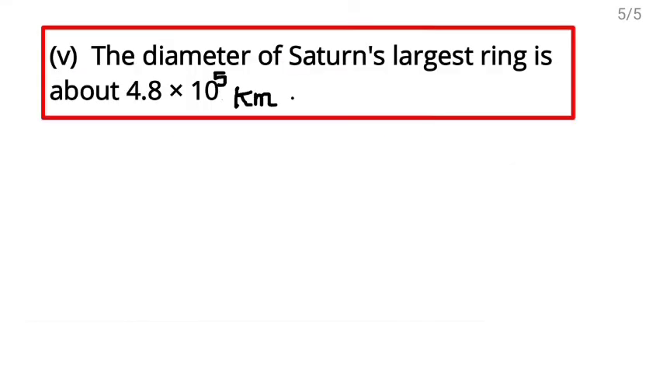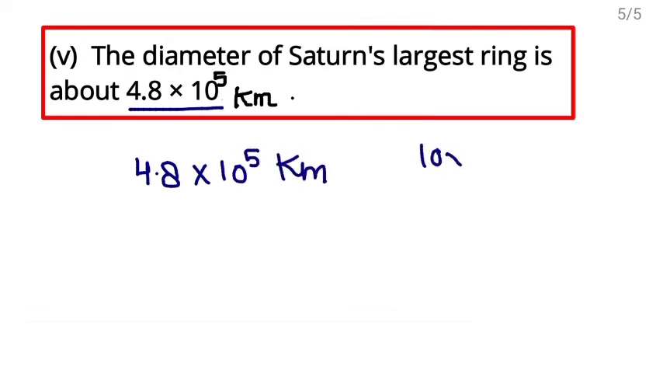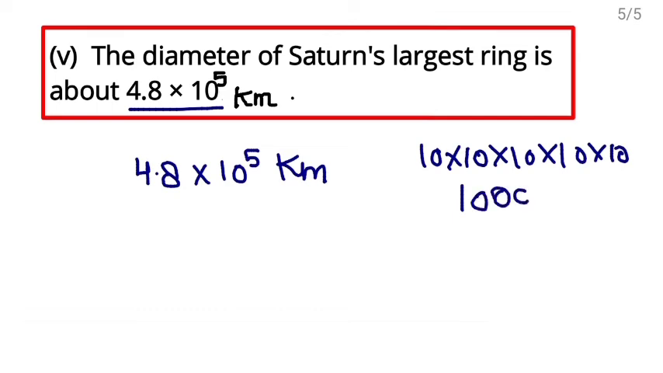Next, the diameter of Saturn's largest ring is about 4.8 multiplied by 10 raised to the power 5 kilometers. 10 raised to the power 5 means 10 multiplied by 10 multiplied by 10 multiplied by 10 multiplied by 10. When you multiply them, you will get 1 and 5 zeros. The number of zeros is equal to the power. In short, if you understand. So this is equal to 4.8 multiplied by 1 and then 5 zeros, because the power is 5, and this is in kilometers.